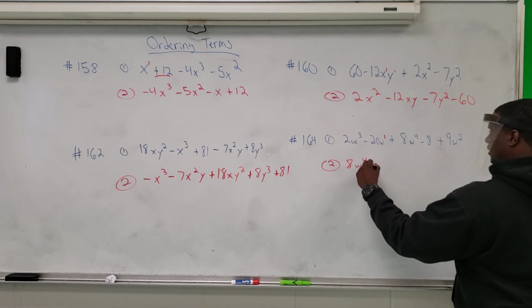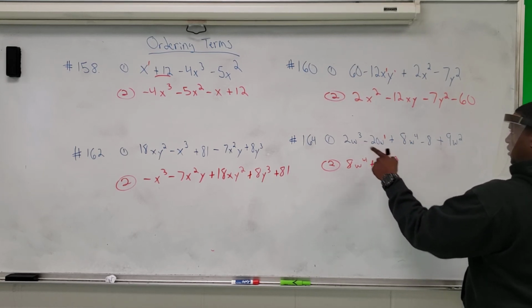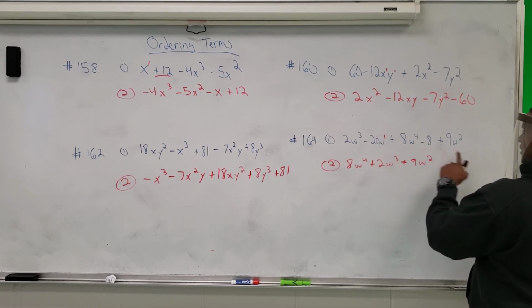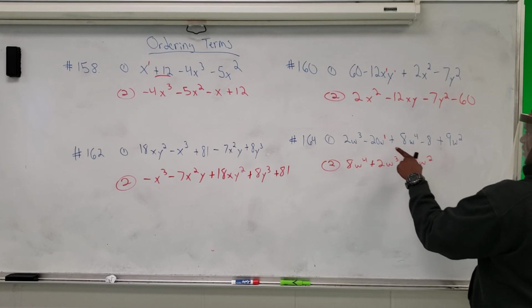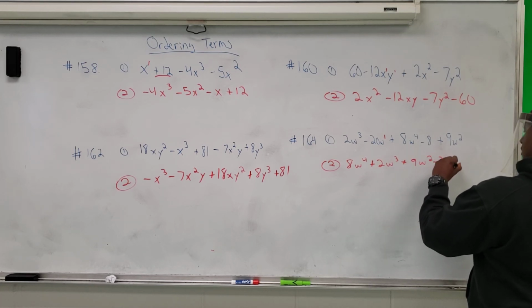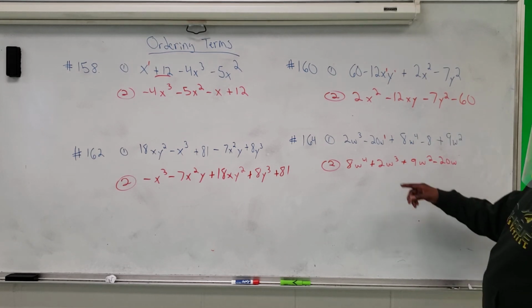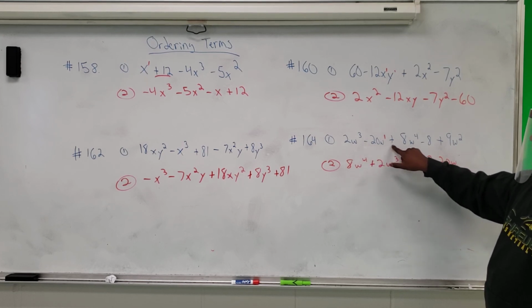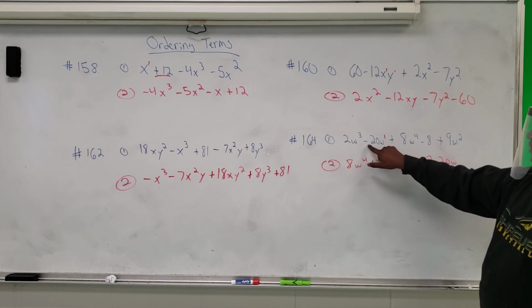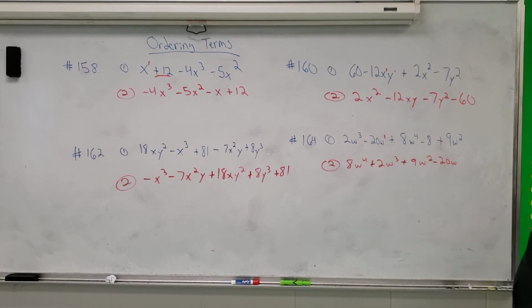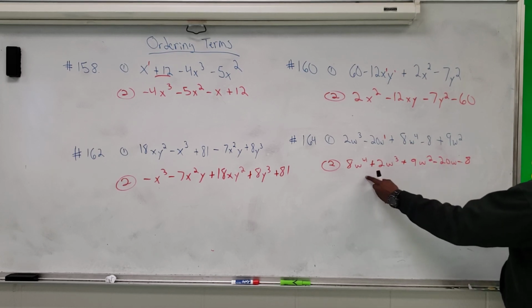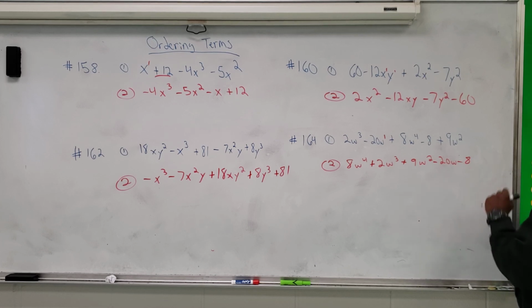followed by 2w to the third, plus 9w to the second, and minus 20w to the first. Now, you have to be careful not to leave out your signs. This negative, these positives, anytime you see an operation in front of a term, you have to include that with the term. Okay, now I have just my constant. So I got 4, 3, 2, 1, constant.